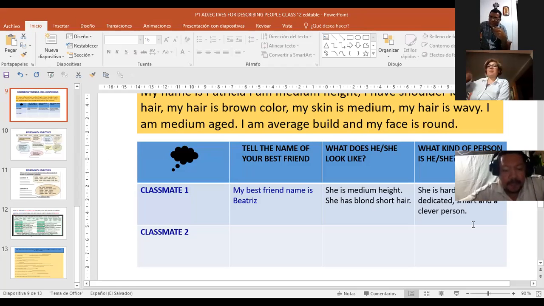My best friend, his name José Ismael, is medium high. He has brown short hair. He is working, smart, friendly. He is a good person. Ok, very good. Now, Ismael.